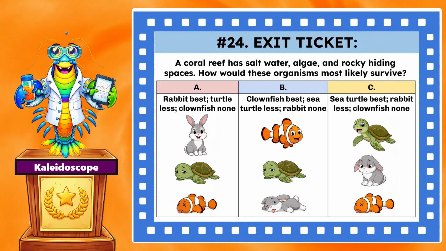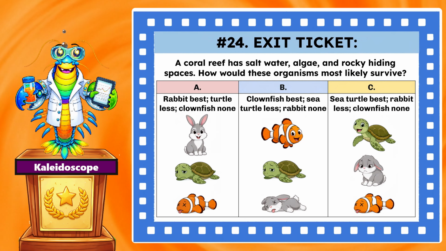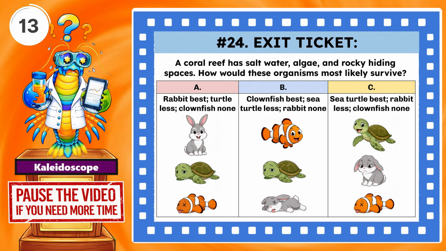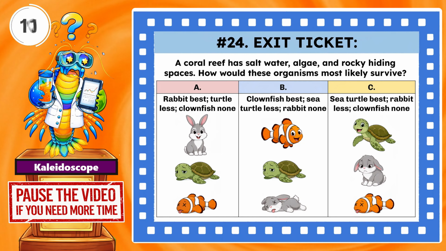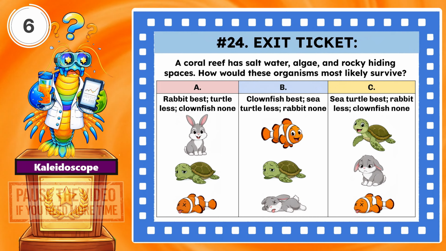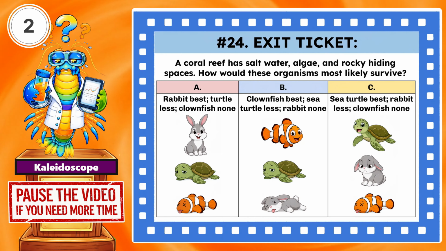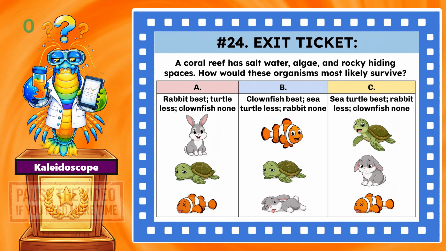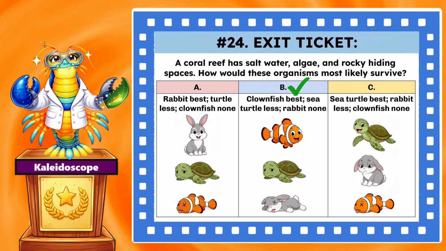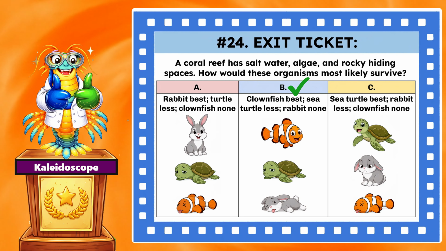A coral reef has salt water, algae, and rocky hiding spaces. How would these organisms most likely survive? And the correct answer is letter B, clownfish best, sea turtle less, rabbit none.